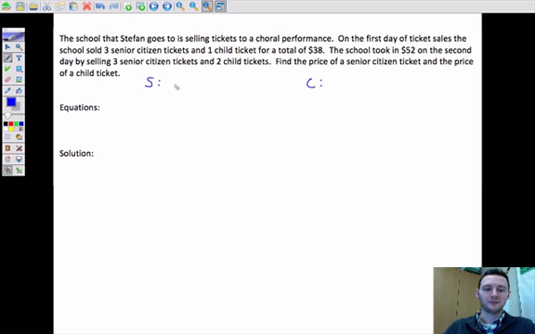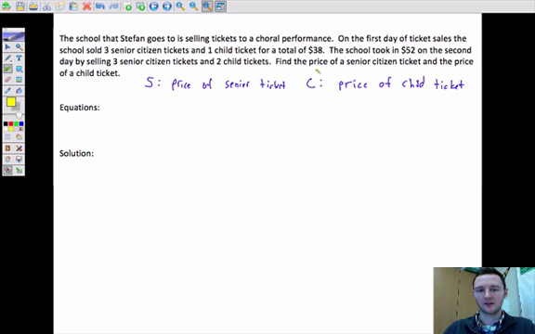All right. So we'll say S is the price of a senior ticket. C is the price of a child ticket. Okay, and kind of a clue for you if you're looking for what these variables are, just look at what the problem is asking you to find. It's asking you to find the price of a senior ticket and the price of a child ticket. So there you go, there are your two variables.